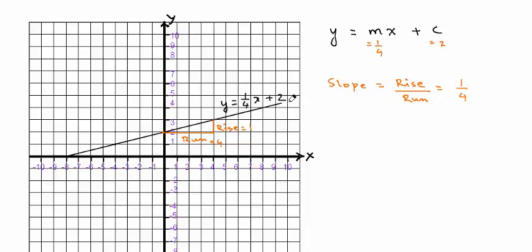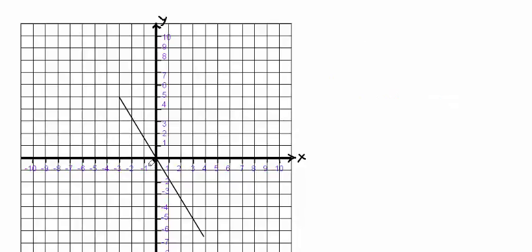Let's try another one. We want to find the equation of this straight line. Now the first thing to note is this straight line is passing through the origin. The y-intercept is 0, and therefore its equation will be of the form y is equal to mx. c is 0.